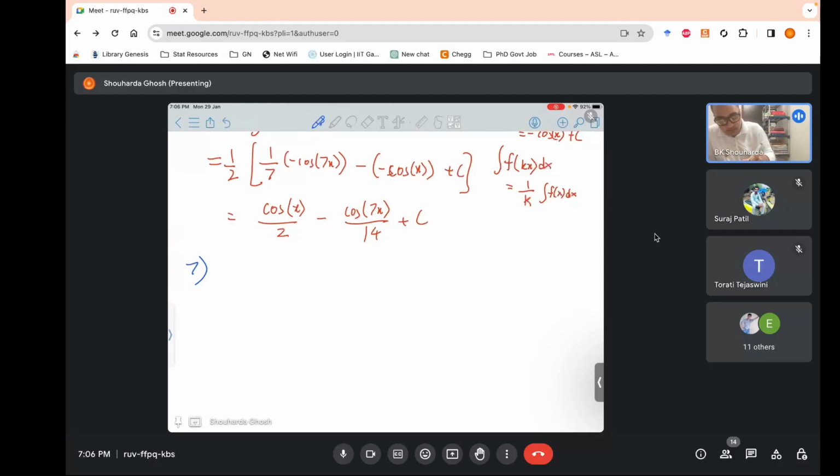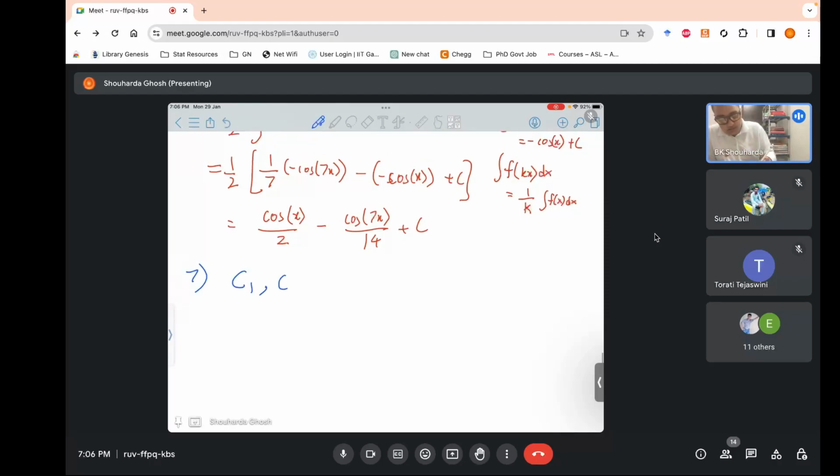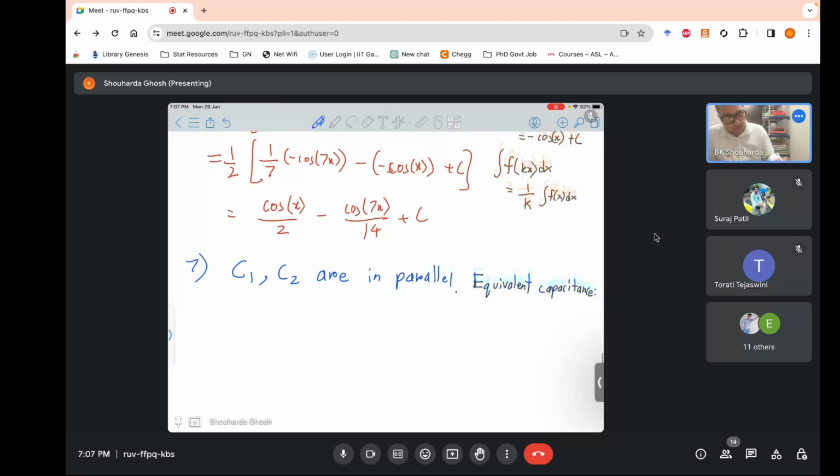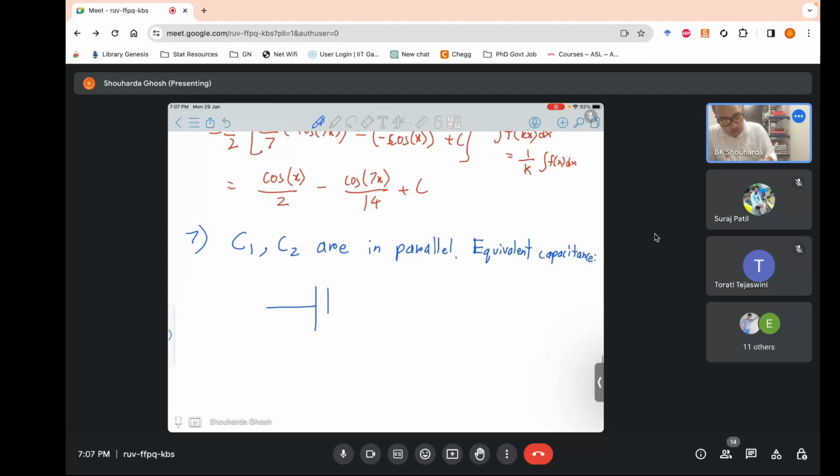Our 7th question says that when two capacitors C1 and C2 are in parallel, what is their equivalent capacitance? Now I will not share the answer with you directly. I will share the concept that helps you get that formula. So when you have two capacitors C1 and C2 in series, I'll do it for both series as well as parallel ones.